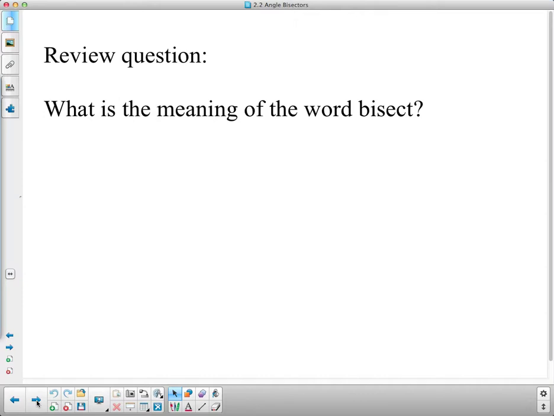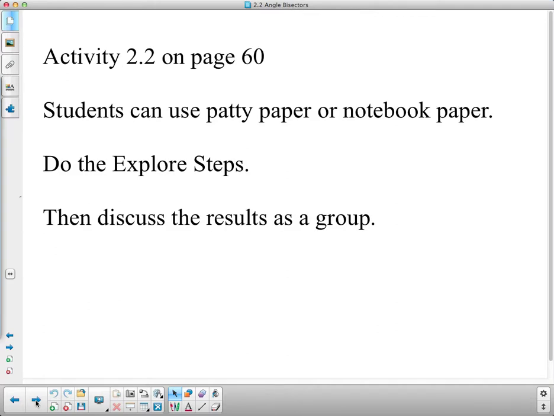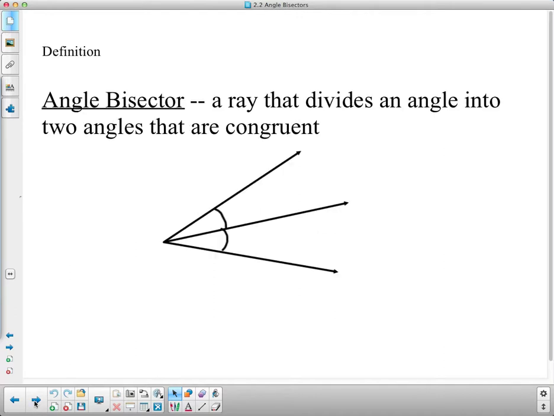Bisect means divide into two equal parts. Divide exactly in half. So today what we're going to do is try and divide an angle exactly in half. There's an activity, once you open your books to page 60, so that you can see what the directions are. I'll get you some patty paper. Like we did yesterday after we folded, we talked about a construction. We will have a construction at the end of the lesson instead of right now. But what we did was bisect it.